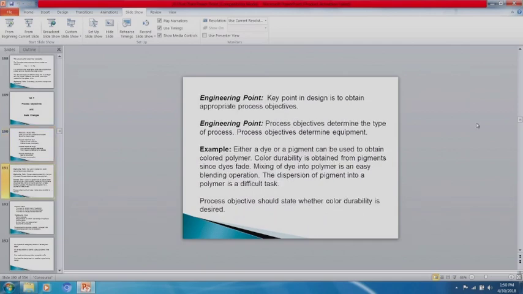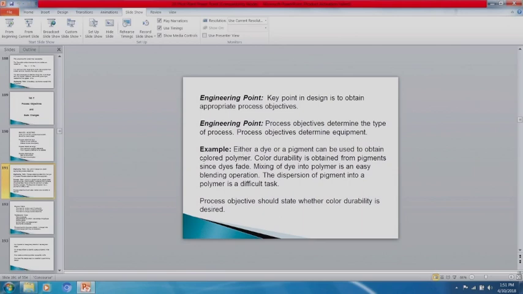So let's take a few here. A key point in design is to obtain appropriate process objectives. This is a central point that people often miss. Process objectives determine the type of process you're going to have. Process objectives determine the equipment. Example: this is coming from a very good friend of mine who worked inside DuPont for many, many years, Dick Goodley. He was talking to me about this example.